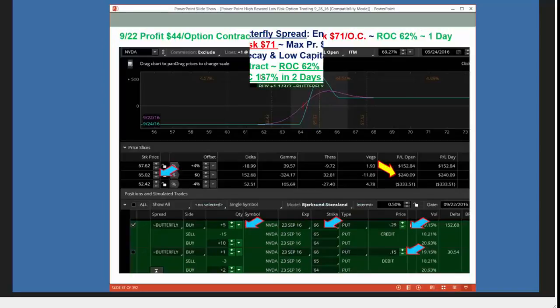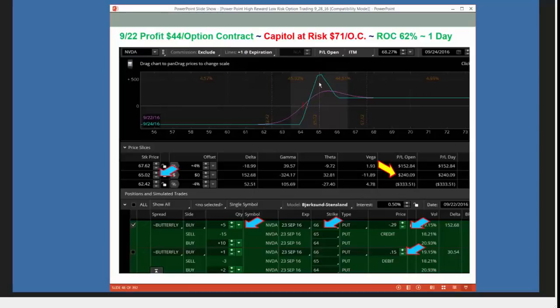Now here's what it looked like on taking it off on the 22nd. So you can see that profit tent, and here's where it went out. It was at 65.02 right there, one day before expiration. So exited out a part of it for $44 profit. That's a 62% return. I'll take that all day long, and that was a one-day trade.